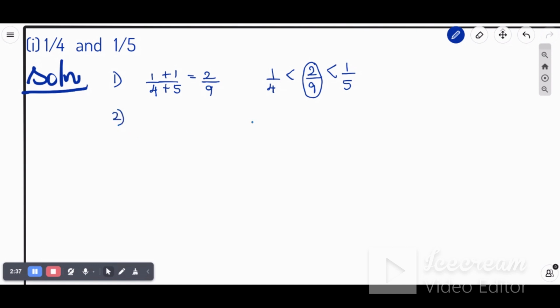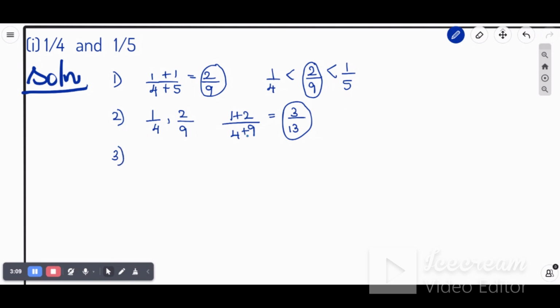So we have found one. We have to find 5 such numbers, so let's move on to the next. This time I am going to take the first one, 1 by 4, and 2 by 9, the one we found before. Now the next rational number: add the numerators again, 1 plus 2, and the denominators, 4 plus 9, which will be equal to 3 by 13. So this will be your second answer, which means 3 by 13 lies between 1 by 4 and 2 by 9.